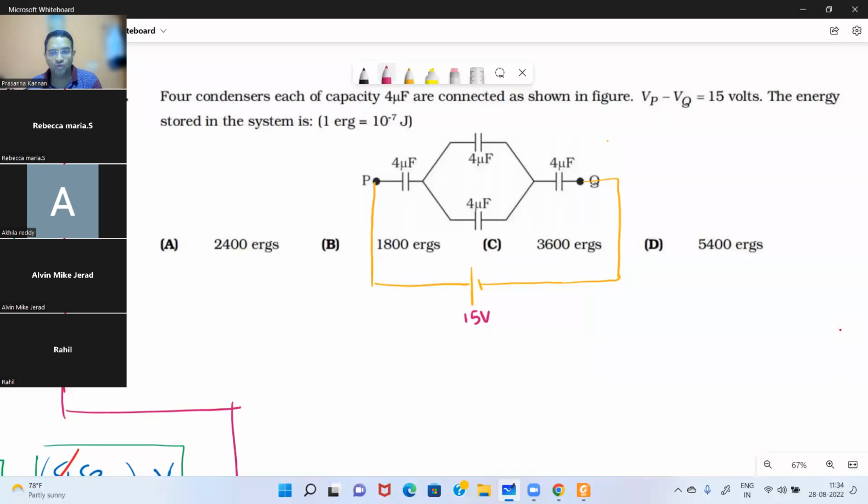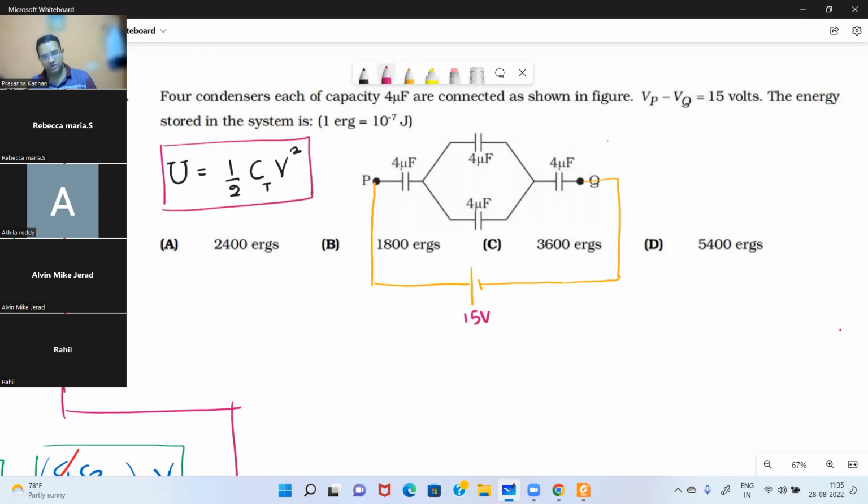Now we need to find out the total energy stored in the system. So I hope you remember the formula for the total energy stored in the system. The total energy stored in the system is given by 1 by 2 C V square. So this capacitance is the total capacitance or the effective capacitance.